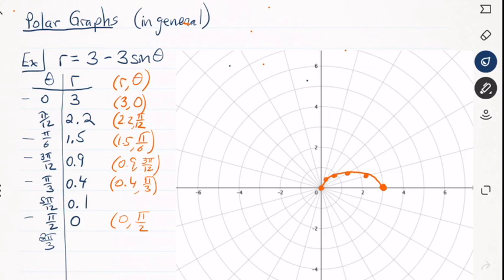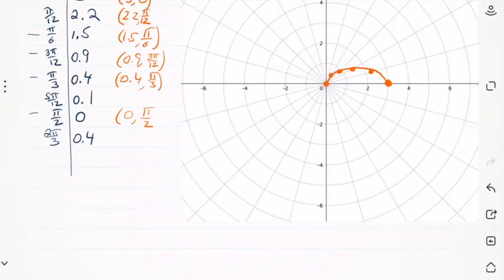And then I'm going to type that in my calculator. And it's 0.4. So it looks like it's just going to unwind itself kind of symmetrical to this one. The next angle I would choose is 3 pi over 4, which would be 9 pi over 12, 3 pi over 4. That's 0.9. That would correspond to this one up here.